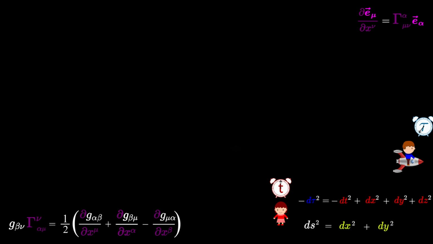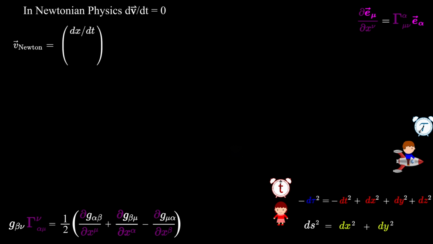Now in Newtonian physics, an inertial object, such as Alice, will not accelerate, so dv by dt equals 0 for Alice. And in Cartesian coordinates, v has the three components dx by dt, dy by dt, and dz by dt. Different observers will disagree on dx, dy, and dz, but all will agree on dt in Newtonian physics, because time is an absolute quantity. In relativity, the same is true, as long as we use d tau for the time, where tau is the object's proper time.